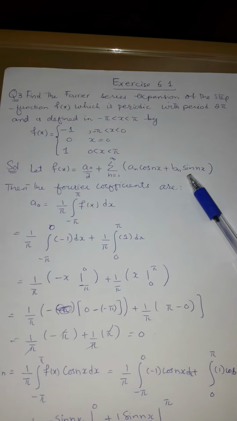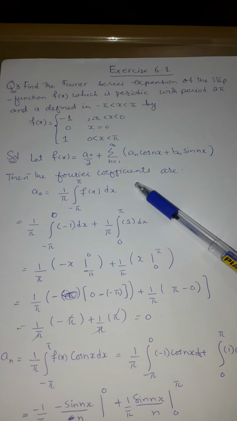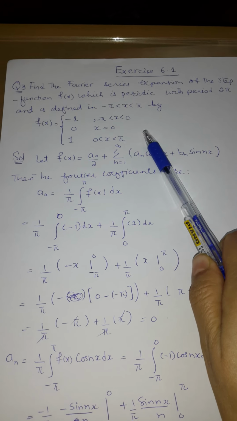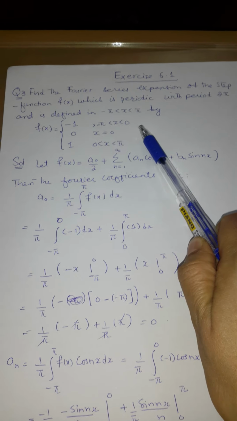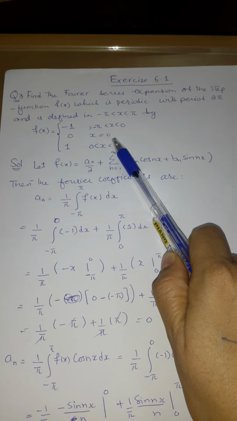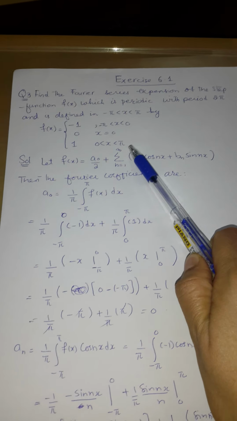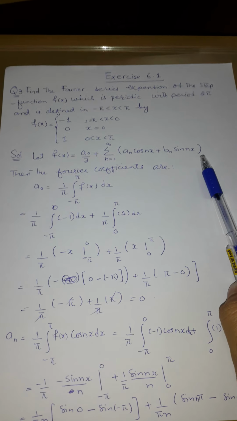Now we have exercise 6.1. Questions number 1 and 2 are simple. I have solved question number 3 for you, in which we have a stepwise function. F of x equals minus 1 from minus pi to 0. It is 0 for x equals 0, and 1 for x from 0 to pi. Now we will write f of x as a Fourier series.